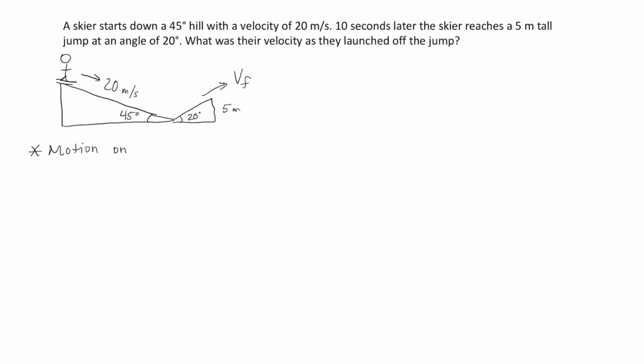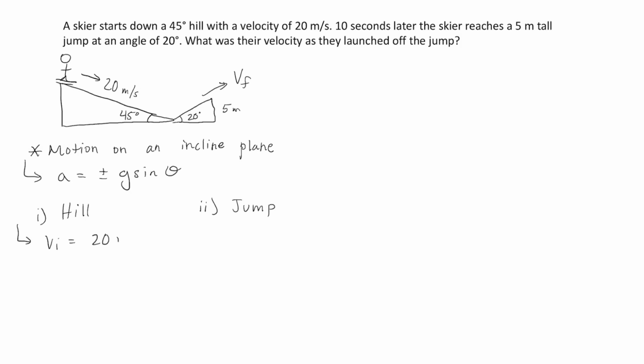Now, this is a motion on an inclined plane question. So we know the acceleration is equal to plus or minus g sine theta. But in this case, we have two inclines. We have the hill and we have the jump. Let's start with the hill. We know the skier's initial velocity on the hill is 20 meters per second. And we were told that the skier goes down the hill for 10 seconds.